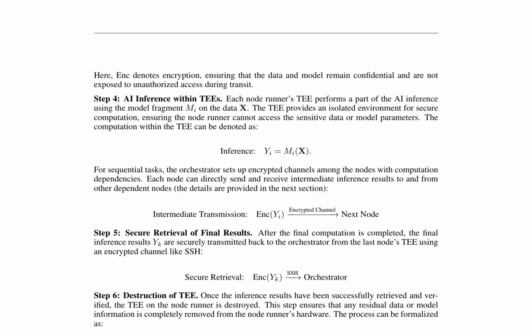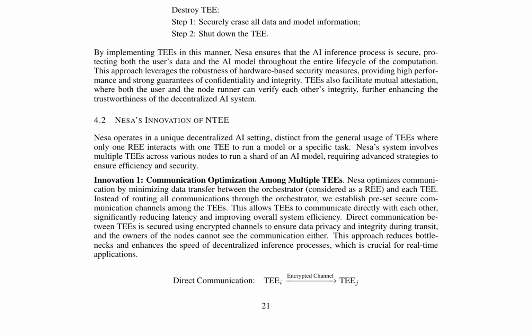In Step 4, each node runner's TEE performs a part of AI inference using the model fragment Mi on data X, providing an isolated environment for secure computation, denoted as Y equals Mi(X). For sequential tasks, the orchestrator sets up encrypted channels among nodes with computation dependencies, allowing direct transmission of intermediate inference results. In Step 5, the final inference results Yk are securely transmitted back to the orchestrator from the last node's TEE using an encrypted channel like SSH.